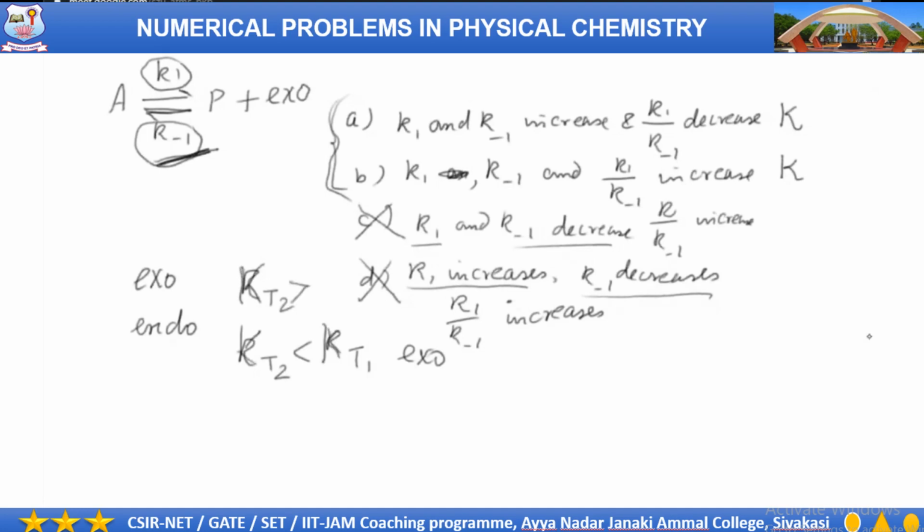KT2 is greater than KT1 for endothermic. Here, the given reaction is exothermic. Therefore, KT2 is less than KT1. Among A and B, which is the correct answer? A is the correct answer.